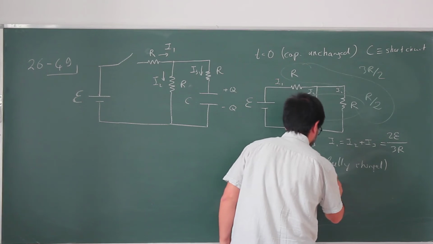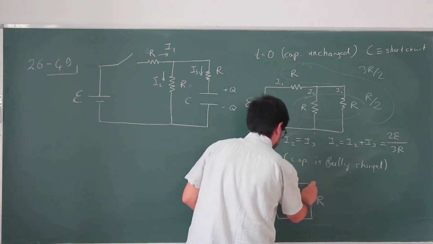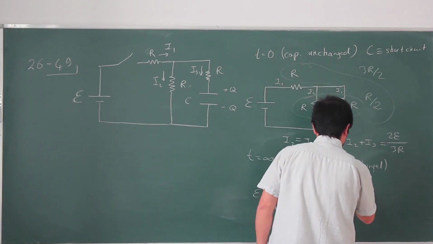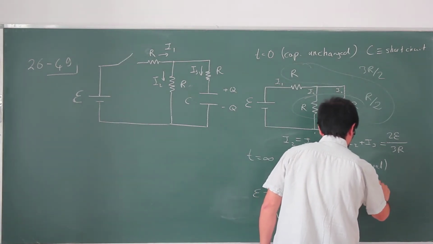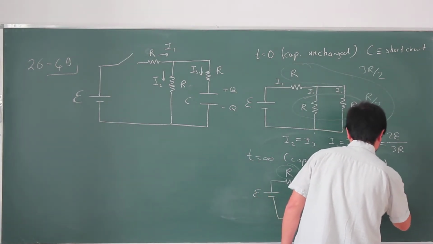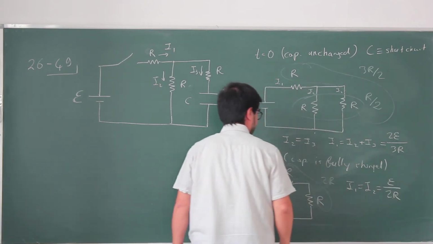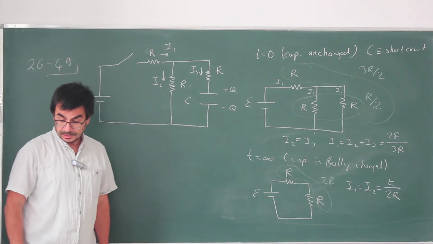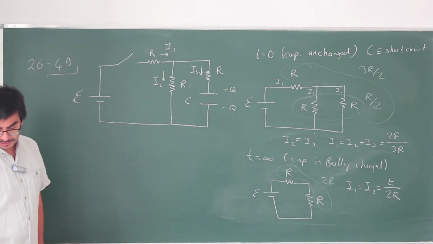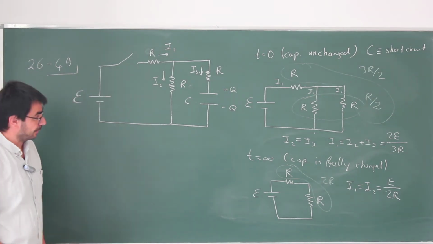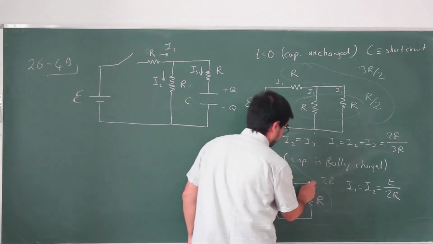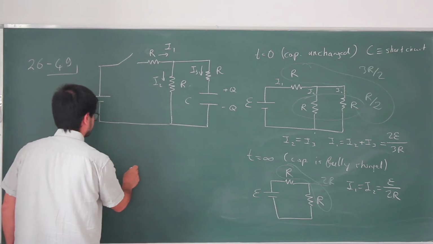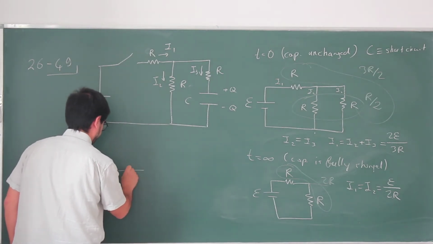Okay, so the equivalent resistance is just going to be 2R, and the current I1 is going to be equal to E over 2R. Okay, then for part C, they're asking at t equals infinity, what's the potential difference across the capacitor? So let us introduce our capacitor again over here, but okay, let's make a new drawing, like so.